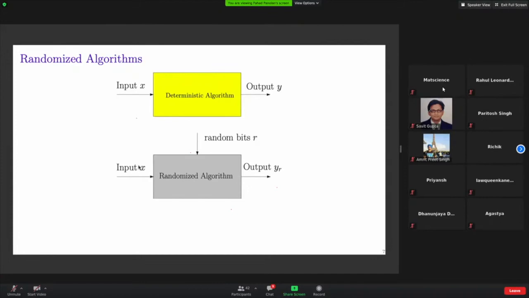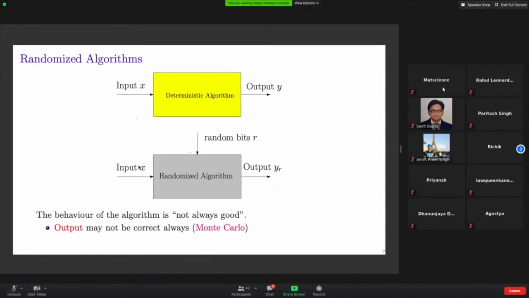Okay, so because of this randomness, its behavior is not always good. For the same input, if you run your algorithm again, the random bits may change. So based on that, the output may change or its behavior may change. So because of randomness, it may not be good always, but it will be good in most cases. In the following sense, there are two ways you can think.